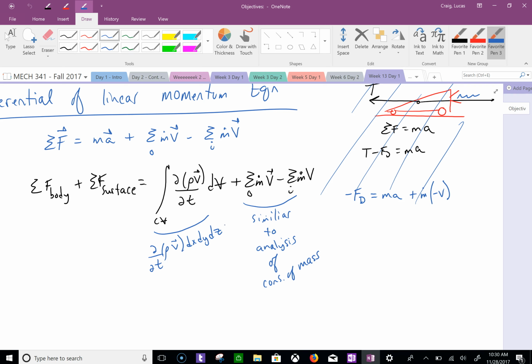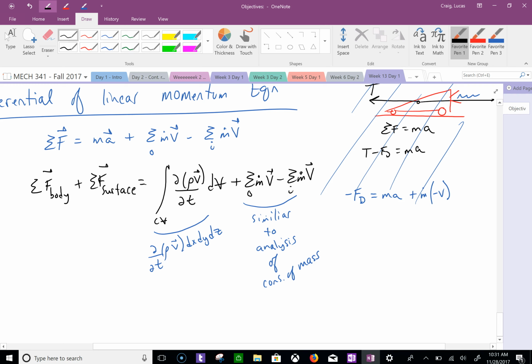Again, these are all vectors. Sorry, I should have put vectors on these, and this one too. So what does that mean? How many directions are there for forces? Three. So there are three sets of equations, x, y, and z. So you have to look at every direction.